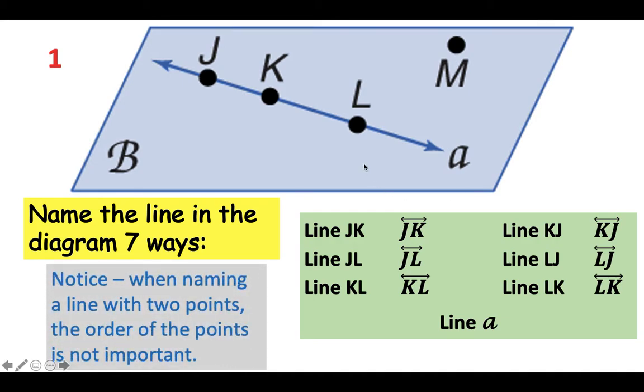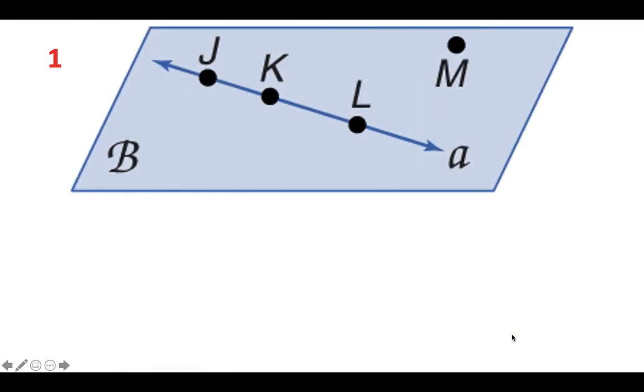Now, an example of something that would be incorrect is this line right here is not LM. It's 2 points, but they're not collinear. Remember that collinear word. The order of the points is not important, though. But please make sure you only use 2, that you're using the word line, or you're using the symbol for line, or you're using the letter for line.